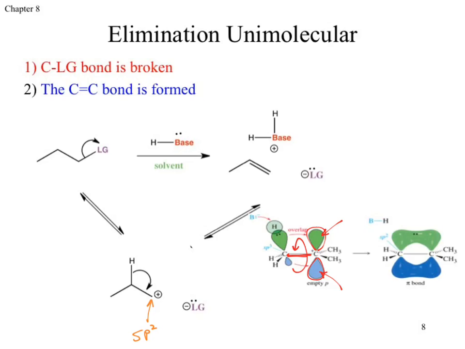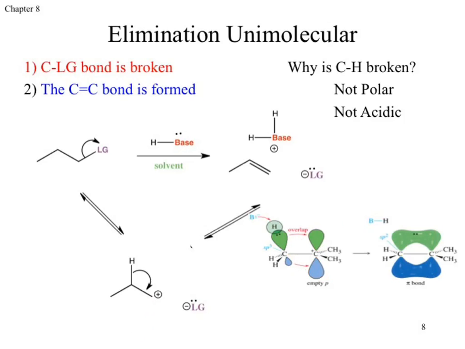So now the next issue that we're getting into. Why is that carbon-hydrogen bond broken? Okay, and we looked at one option. We looked at no difference in electronegativity. So it's not a polar bond, which by definition is also going to mean it's not acidic. So how can I get that bond broken?